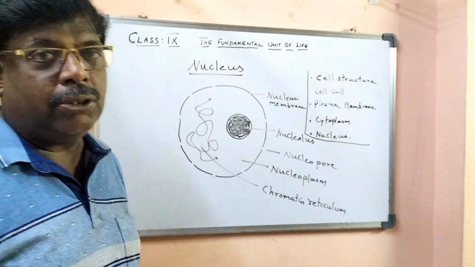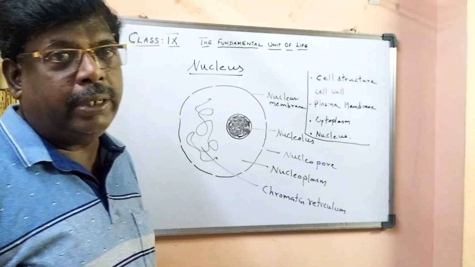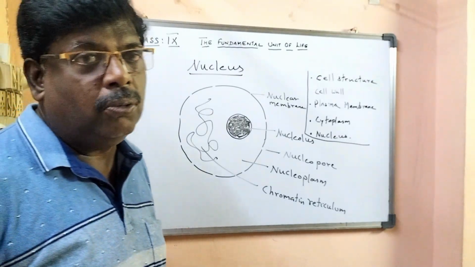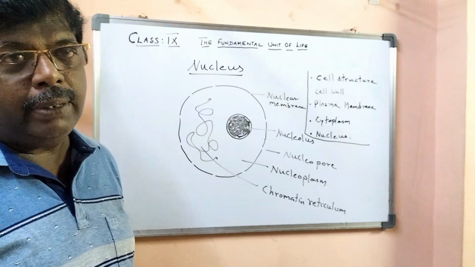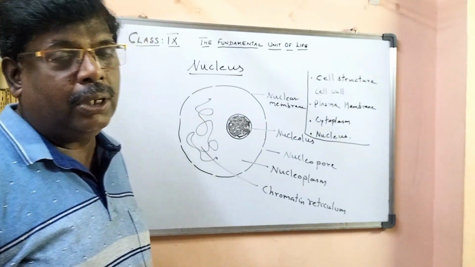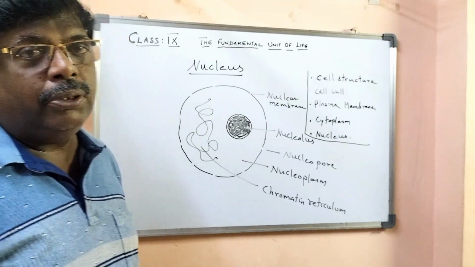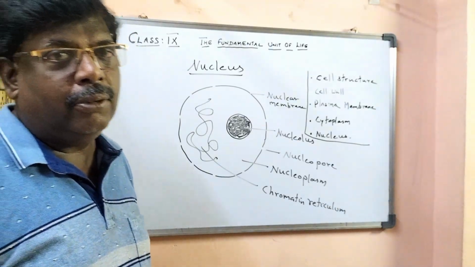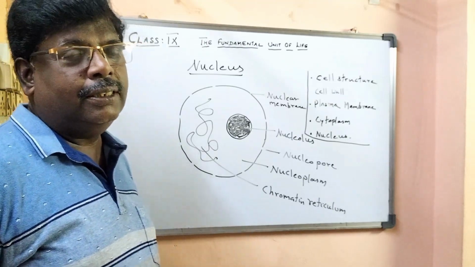Nucleus, known as the director of the cell, is a very important, prominent cell organelle, first discovered by Robert Brown. It has a nuclear membrane. It is a eukaryotic nucleus. It has a nuclear membrane, nucleoplasm, nucleolus, nucleopore, and chromatin reticulum. This is the structure of the nucleus.